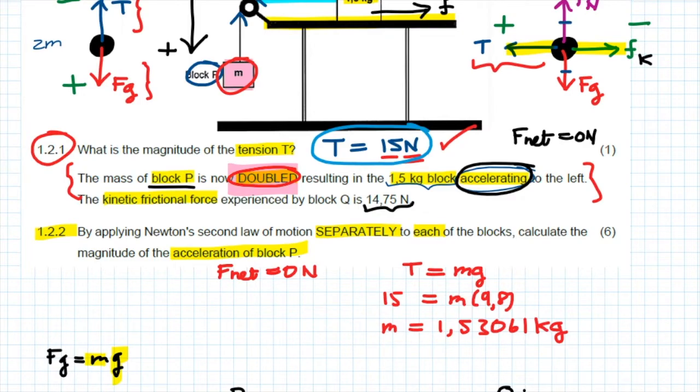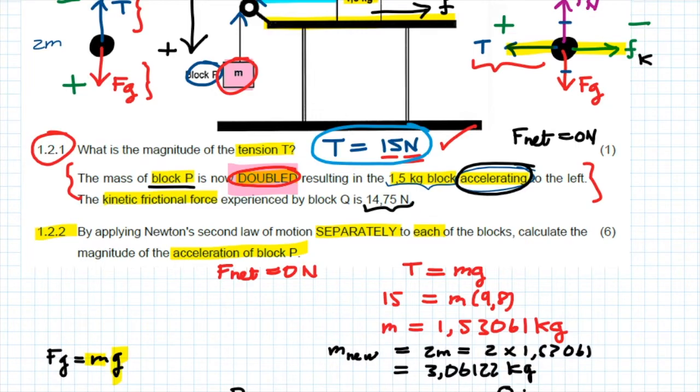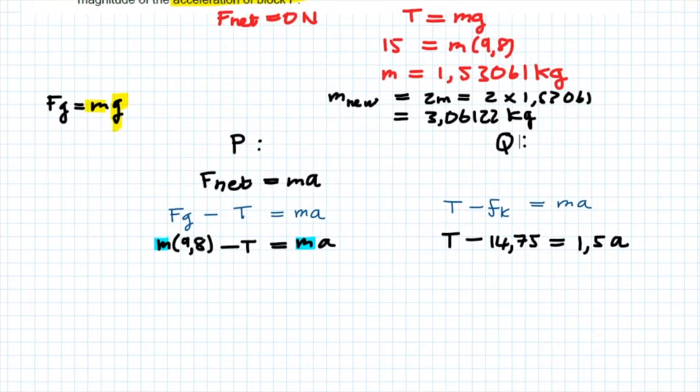So now, in order to calculate the new mass, we're going to say m new, the new mass is equal to 2m, which is equal to 2 times 1,53061. So we multiply that by 2, and we find out that the mass of the block P is equal to 3,06122 kilograms. So that is the mass of block P. So now we know its mass.